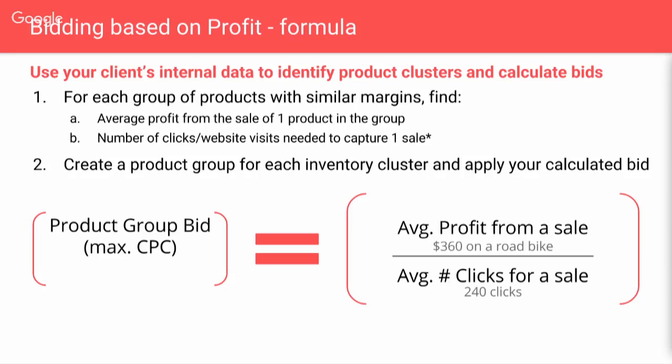So in this example, we have the average profit from a sale is $360 on a road bike, and the number of clicks it takes to get that sale is about 240 clicks. So we do a simple formula, and the road bike's bid comes out to $1.50.